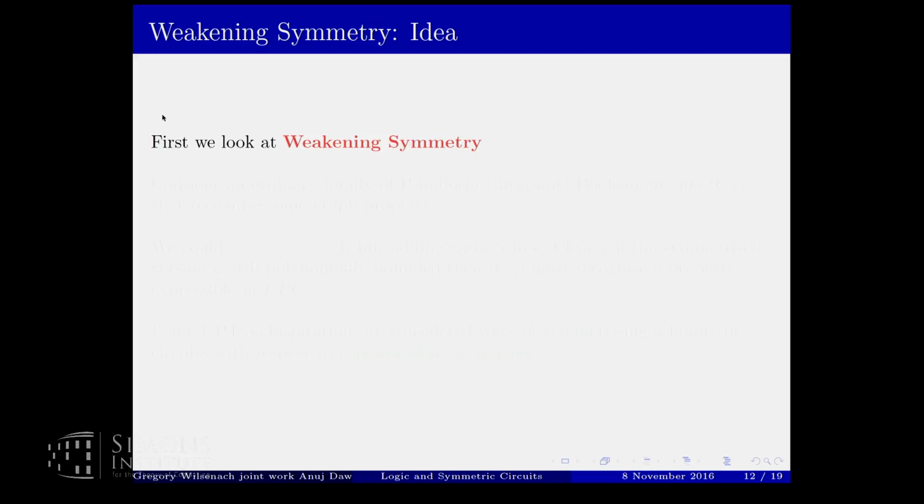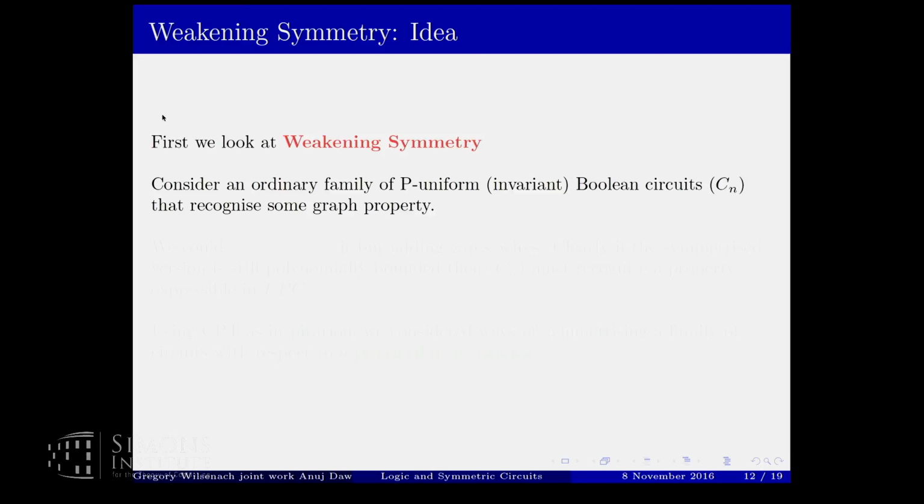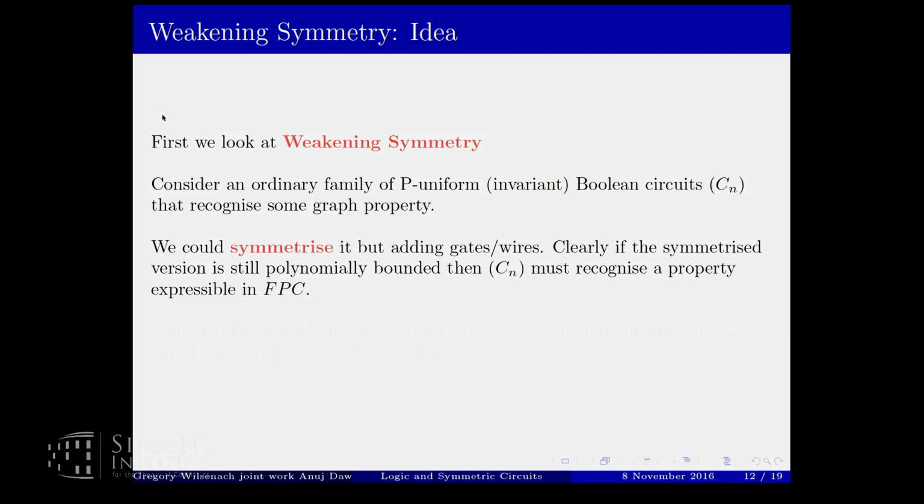For the moment, let's take a step back and think about the relationship between symmetric circuits and the ordinary non-symmetric variety. Suppose we have a family of P uniform invariant Boolean circuits that recognize some graph property. We could symmetrize them in quite a straightforward way: take every gate and throw in the orbit of that gate. Let's suppose the gate was connected to the input gate 1, 1. We could take all permutations of that and throw in copies of this gate at the appropriate places. So, add in the orbit.